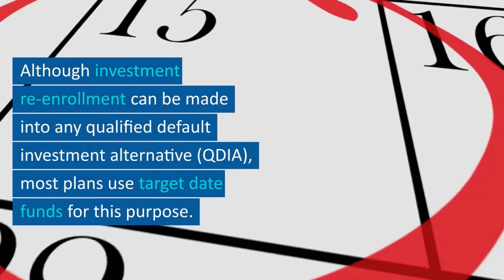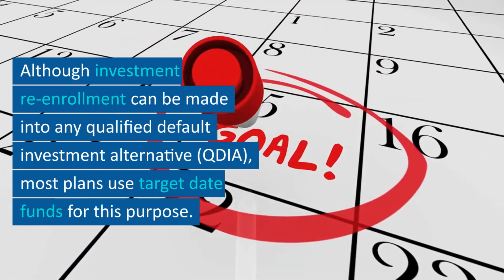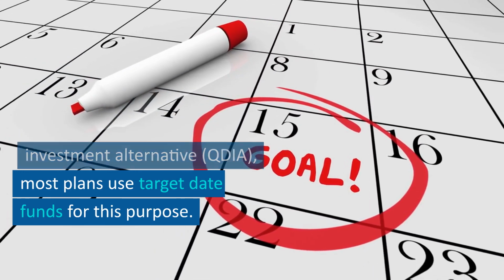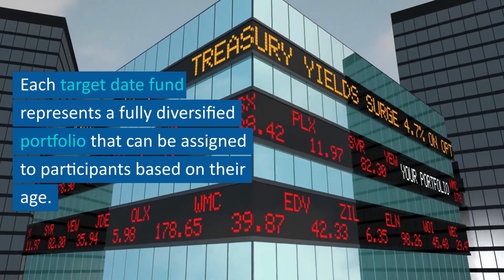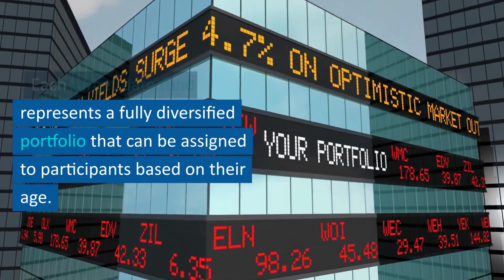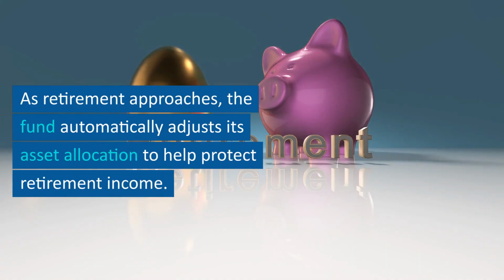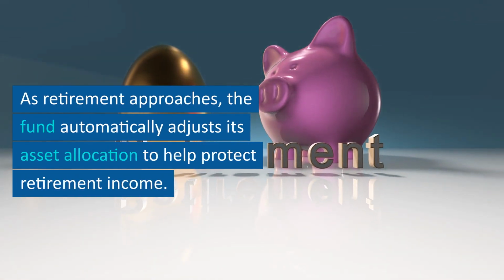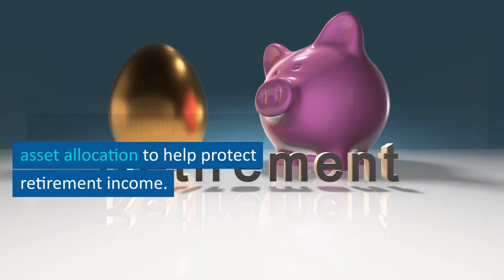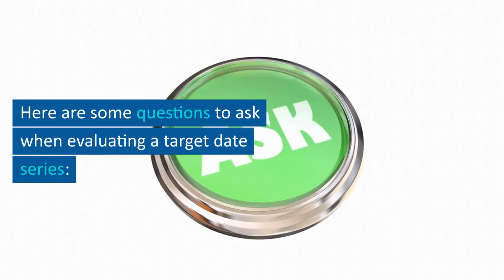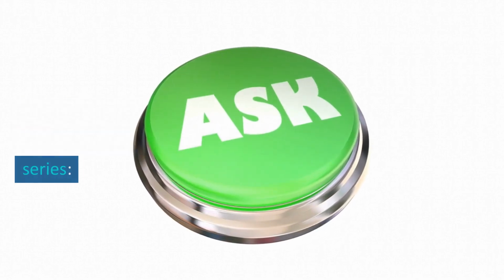Although investment re-enrollment can be made into any qualified default investment alternative, QDIA, most plans use target date funds for this purpose. Each target date fund represents a fully diversified portfolio that can be assigned to participants based on their age. As retirement approaches, the fund automatically adjusts its asset allocation to help protect retirement income. Here are some questions to ask when evaluating a target date series.